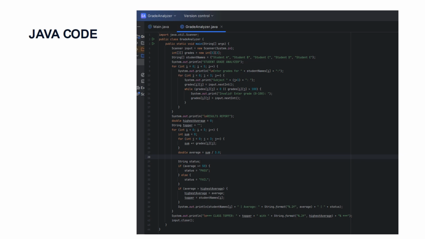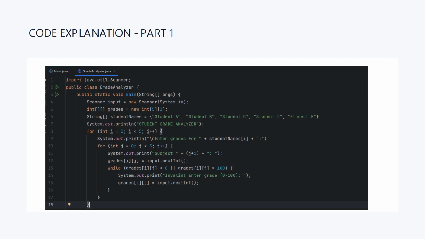Moving to slide 7. Code examination part 1. Let me explain the first part of the code, line 1 to 18. Line 1, import the scanner class. Line 2, declare the public class GradeAnalyzer. Line 4 is the main method where the program starts. Line 5, create a scanner object for user input. Line 6, declare a 2D array with 5 rows for students and 3 columns for subjects. This stores all the grades. Line 7, create a string array with the student names, student A through student E.